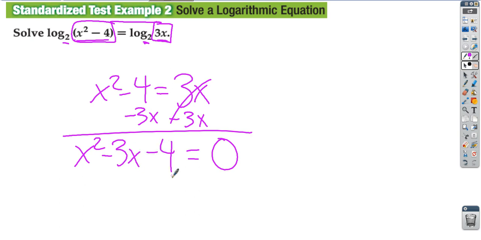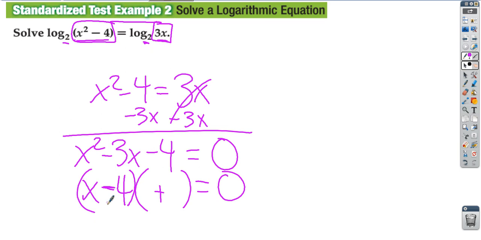And you might recognize that that is something that factors. What numbers multiply to negative 4? One would be positive, one would be negative, and add to negative 3. Okay, and the only things that would work for that would be x minus 4 and x plus 1.